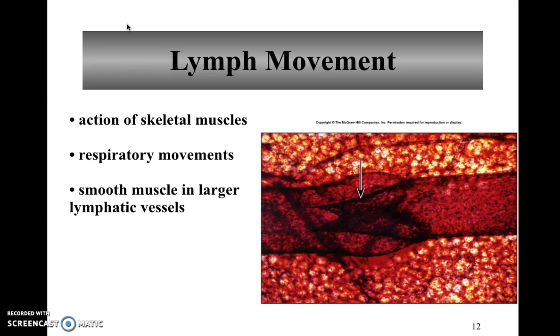There are smooth muscles in the larger lymphatic vessels, similar to what's in the veins, to constrict them and create some pressure and help move the lymph forward. And then there are valves in the lymphatic vessels, similar to the valves in the veins, to prevent the lymph from flowing backwards. But there are more valves in the lymphatic system compared to the veins.